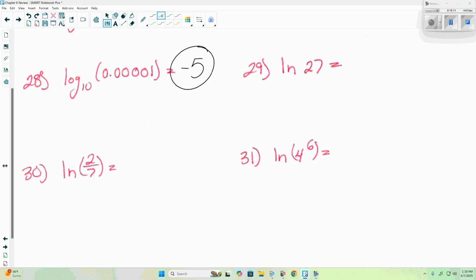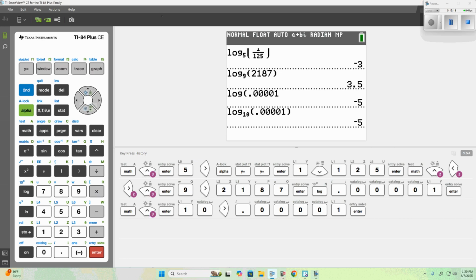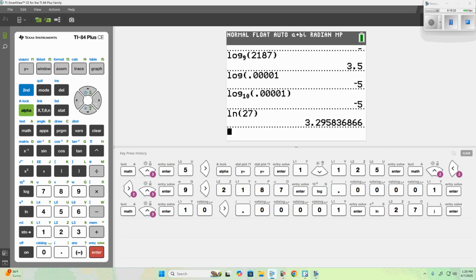Well, 29, natural log of 27. Well, we know the base is understood to be e. It can't be anything else. So I can just do natural log of 27, which is 3.295836866. So it asks for 3 decimal places. The third decimal place is 5, the fourth one's 8. So we would round up to 3.296.